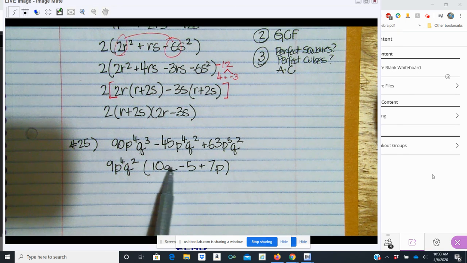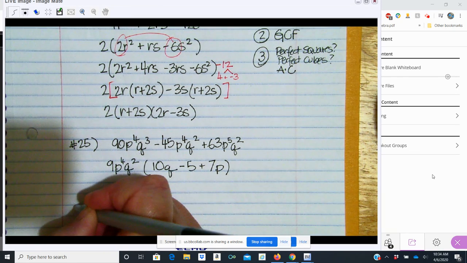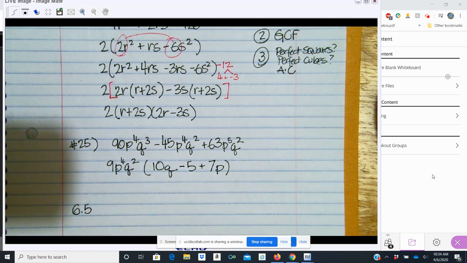There's no squares or cubes here. This would be a linear factor, meaning we have a first power. And since we have a first power, I can't break this down any further. So it would be done. All right? Okay. All right, let's look at the next section then.